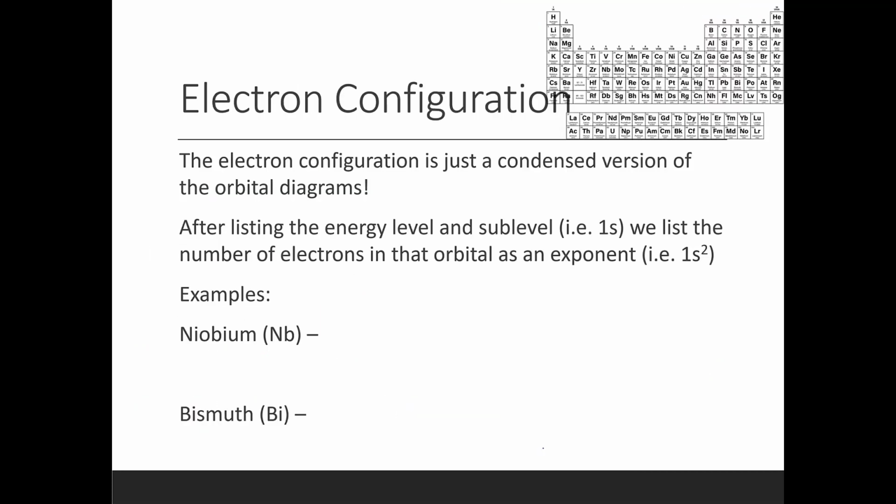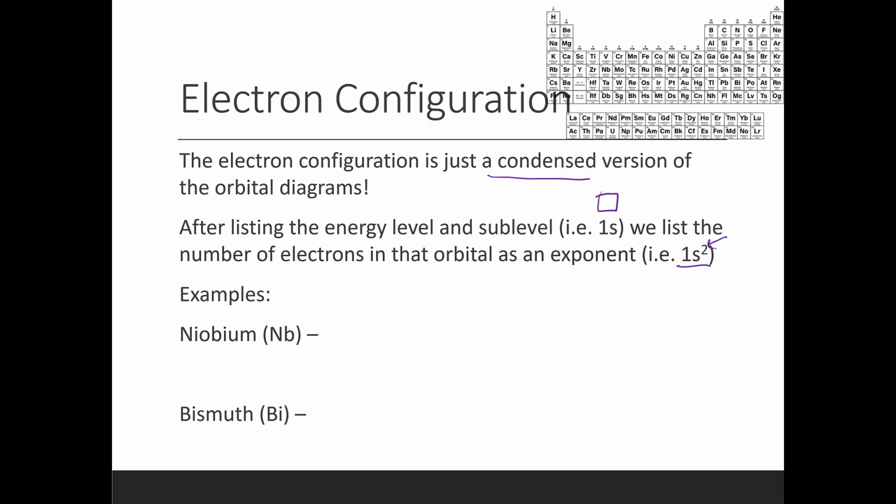Now, electron configuration is basically just a condensed version of the orbital diagrams. So we're going to take everything from the orbital diagrams and condense it into a shorter version because chemists are lazy. So essentially, after listing the energy level and the sublevel, like we did 1s, but we drew a box for that, instead we're just going to write 1s, and then we're going to list the number of electrons that were in that orbital as an exponent.